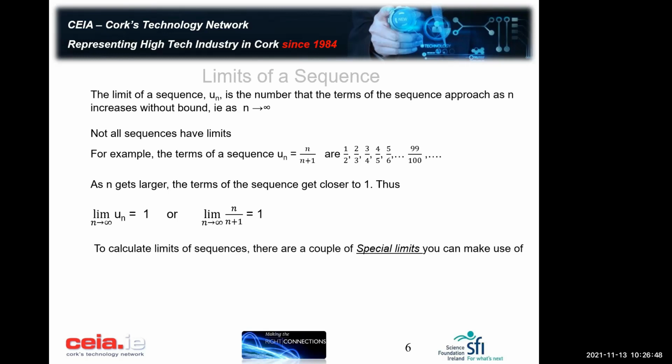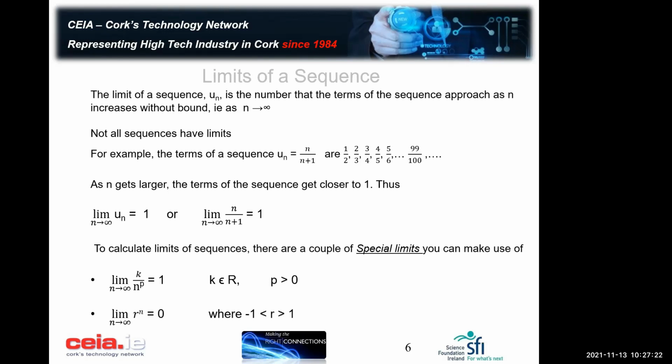To calculate limits of sequences, there are a couple of special limits that you can make use of. These are limits that we know and that you can use in solving your questions. The first one is that the limit as n approaches infinity of k over n to the power of p is equal to 1, where k is just an element of the real numbers and p is greater than 0. So that means p can't be a negative power.